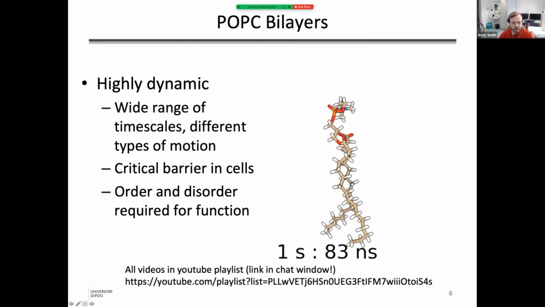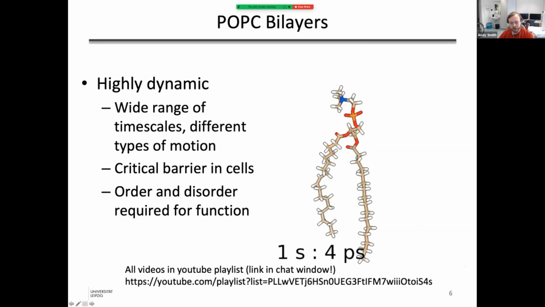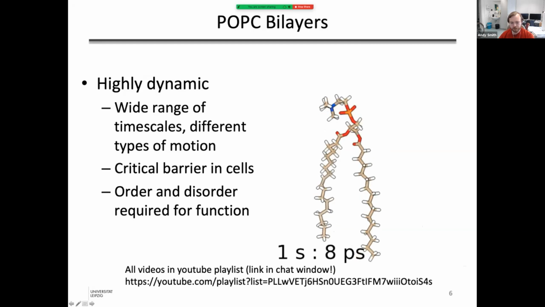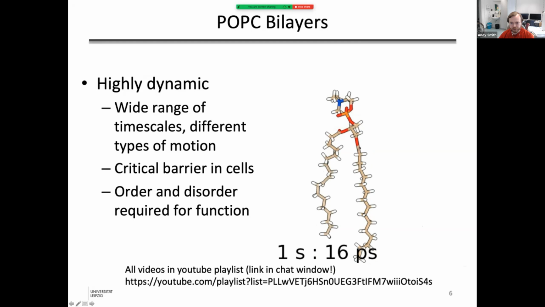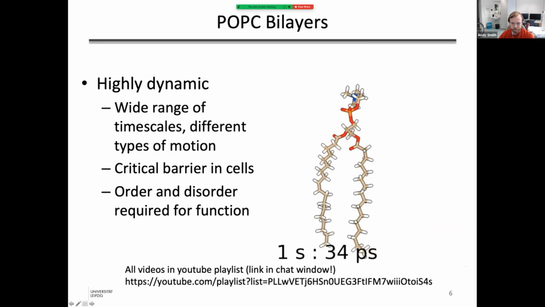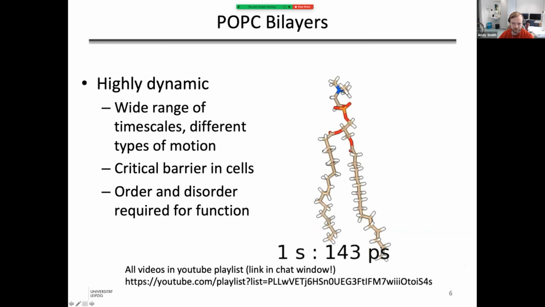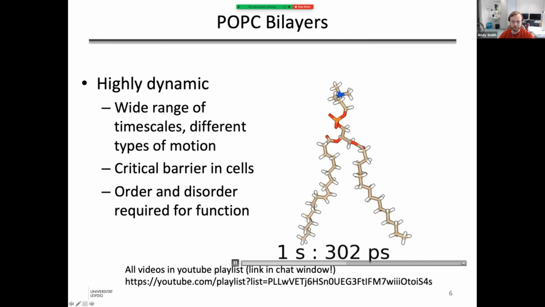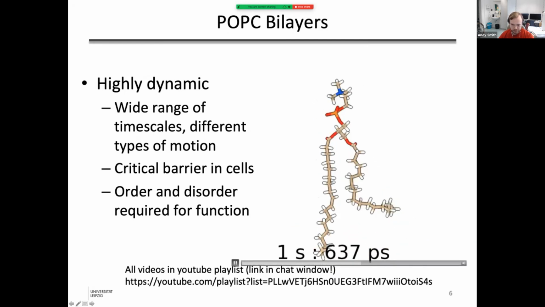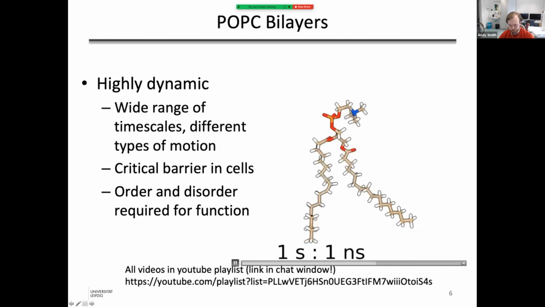Obviously, you're going to need order, or else they're not going to act as a barrier, but you also need disorder. You have lots of proteins embedded in these bilayers, and if the bilayer is too rigid, the protein's not going to have the flexibility it needs to sample different conformations that allow it to function.